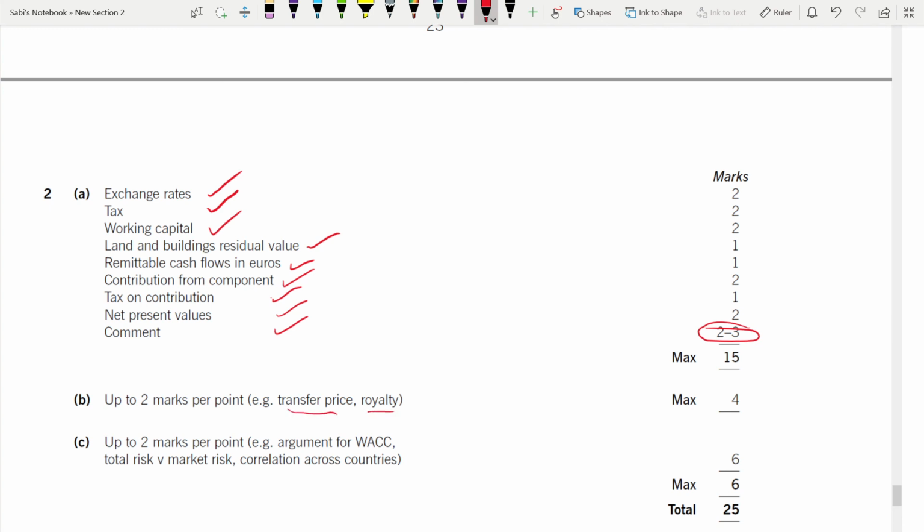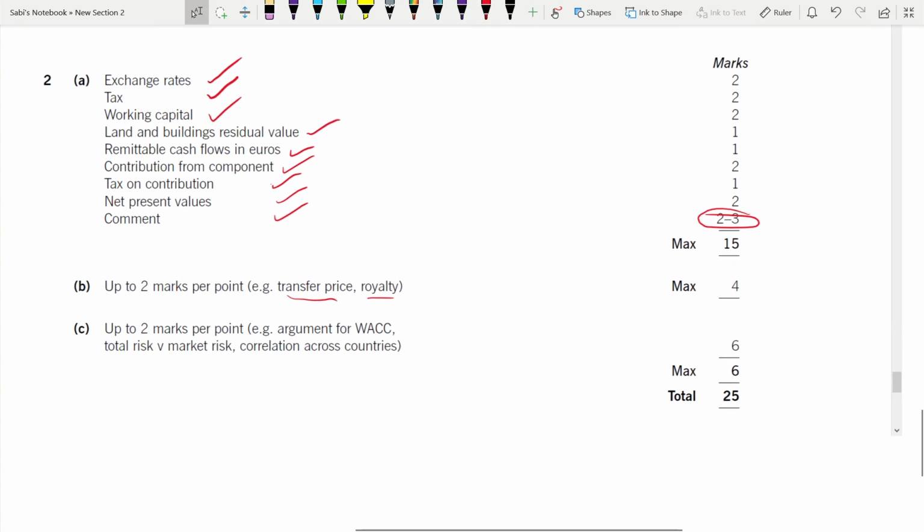Transfer price, royalty. Yes, 4 marks are there, no? So you can just say transfer royalty and explain, or you can give 4 points and explain briefly. 6 marks. Up to 2 marks per point. So argument for WACC: total risk versus market risk, correlation across countries. These are the things you have to talk about when you're talking about WACC. So now you know in future when you get this type of question what are the things you have to include. This was maybe not there in your textbook in detail, so that's why I have included this in this video.